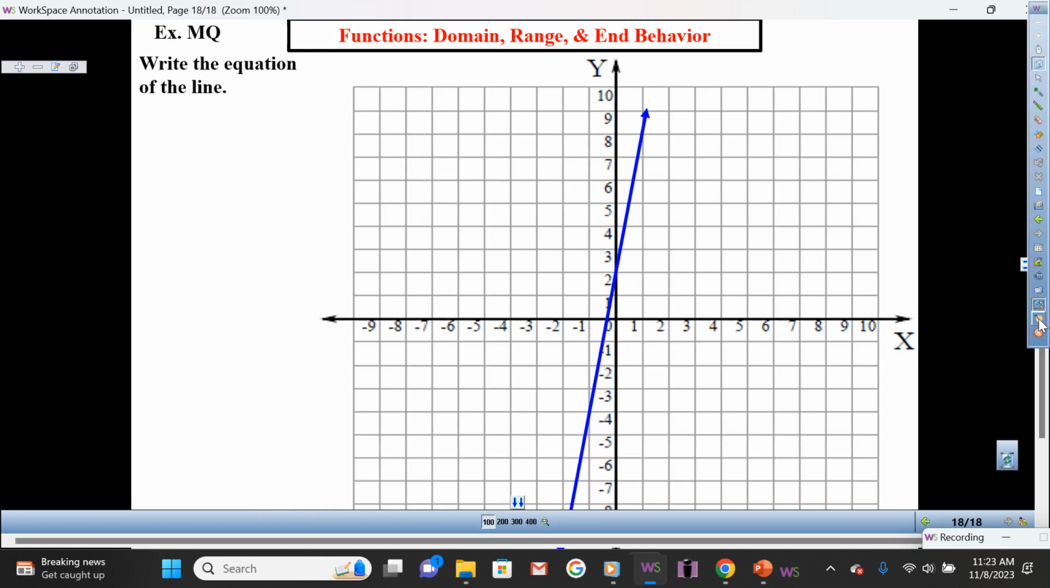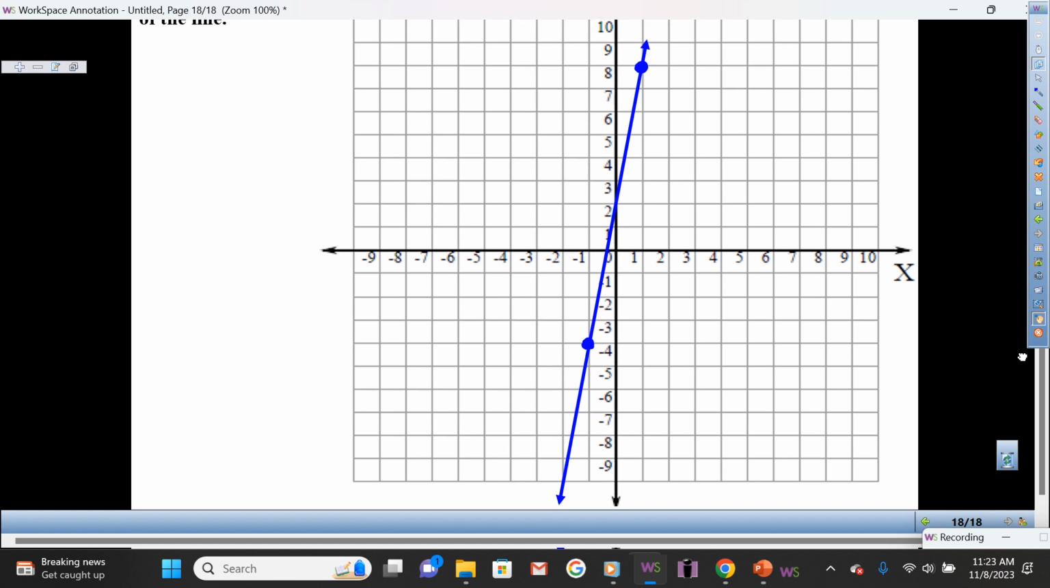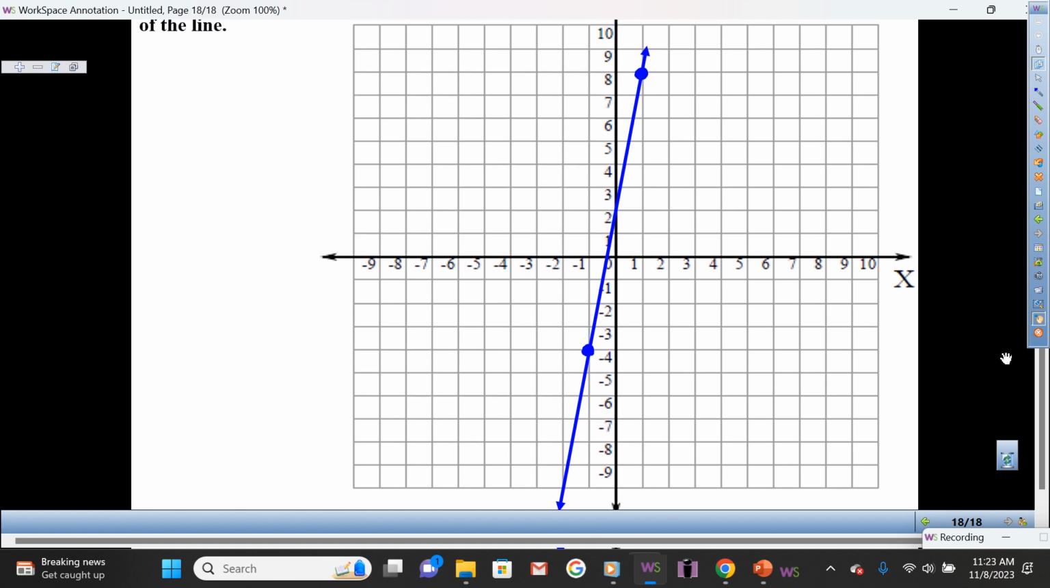Actually, instead of zooming in, let me give you the 2 reference points. I'm going to give you this one right here and this one over here. All right, write me my equation.